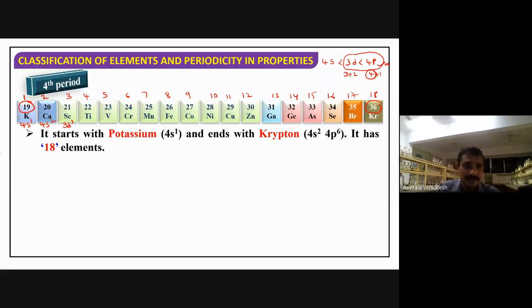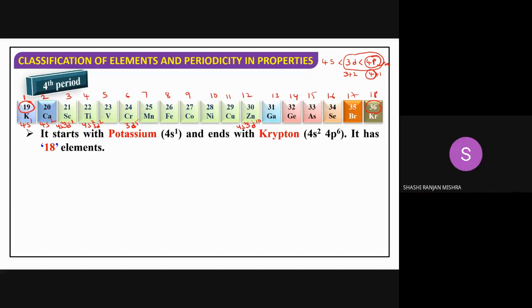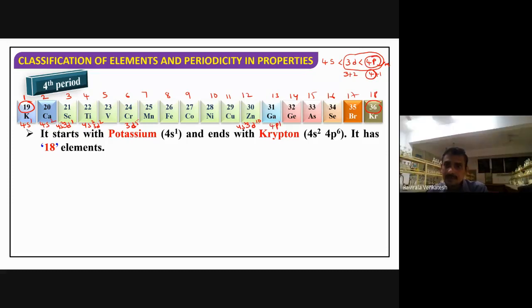So 4s2, 3d1. Then 4s2, 3d2. Similarly, this will get 3d5, and this will get 3d10, 4s2. Now after filling the 3d, next where do we have to go? 4p. Now this will be 4p1, and this will have 4s2, 3d10, 4p6, isn't it? That is the krypton configuration. The outermost shell configuration for krypton will be 4s2, 4p6, because 3d is an inner orbital.